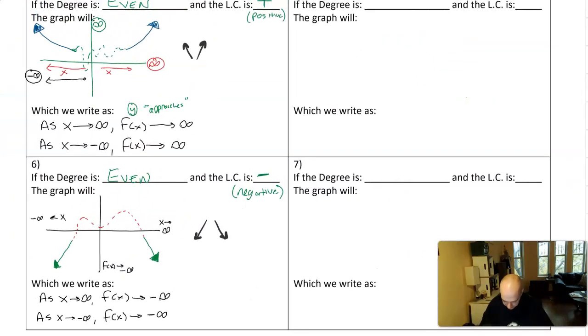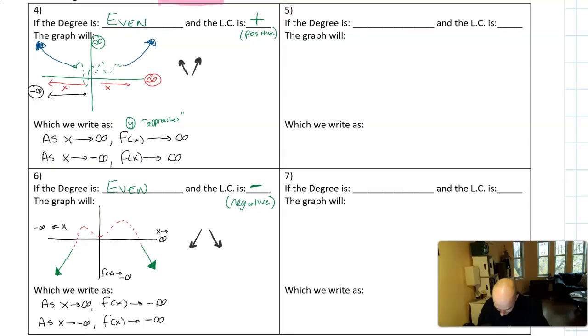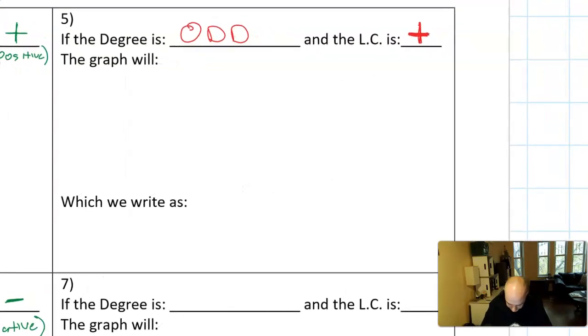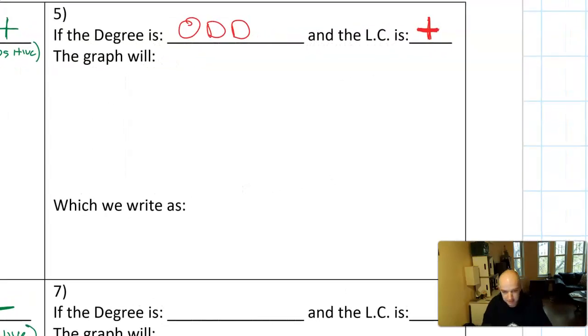Let's go to box 5 and talk about odd positive behavior. So odd polynomials, odd degree with positive leading coefficient. So what will these look like? Well, in this case, think about having a negative number and taking an odd power of it, like negative 50 to the 7th. I don't know what that's going to be, but I know that it's going to be a negative number. That is, to the left, the graph needs to go down.